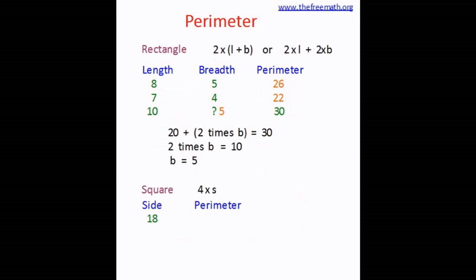Now let's look at the perimeter of a square. So if the side of a square is 18, its perimeter would be 18 fours are 72, and the perimeter would be 72. If the side is 12, 12 fours are 48, so the perimeter would be 48. Now if the perimeter is 60, what would be the side? We have to divide the perimeter by 4 because there are 4 sides. So we know 15 fours are 60, therefore the side of the square is 15.